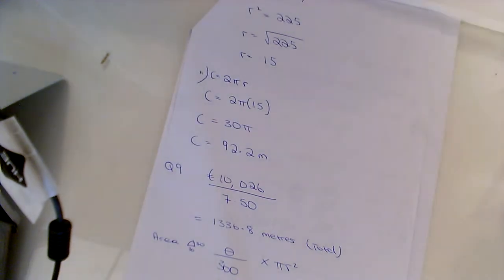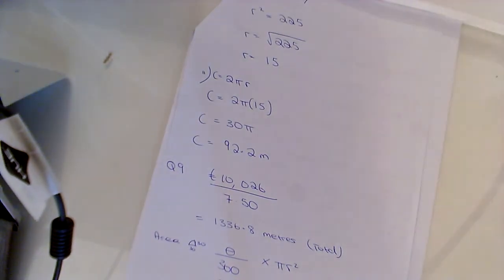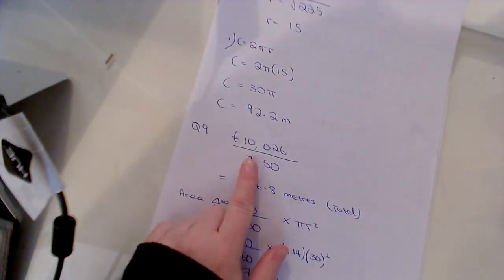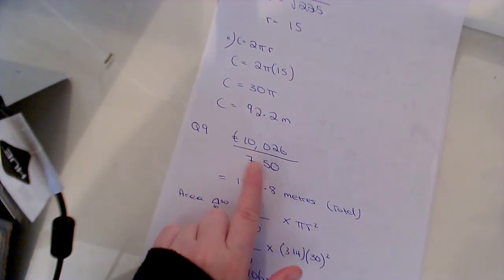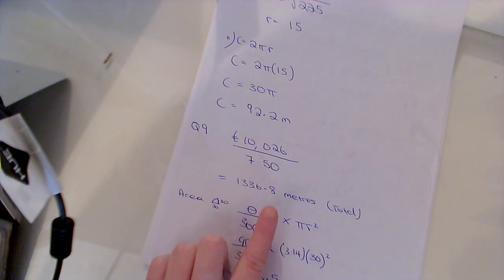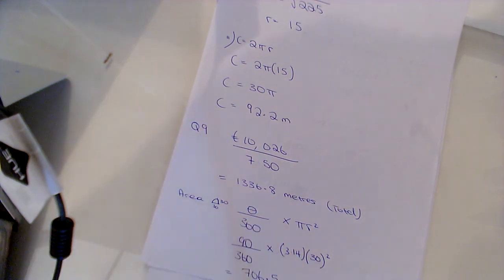Question 9 says a landscaping firm charges 7.50 per metre squared. Landscaping the garden shows costs 10,026. The owner decides to erect a fence to surround the garden. How many metres of fencing will be needed? So I was told the cost of this garden was 10,026 and it cost 7.50 per square metre, so I divide this by this to find out how many square metres I have. So I have 1336.8 square metres.